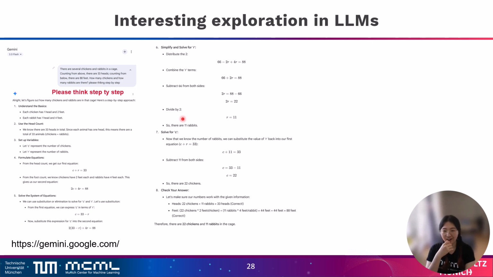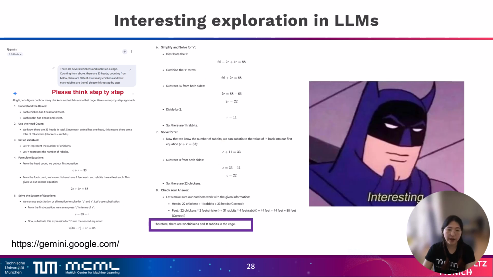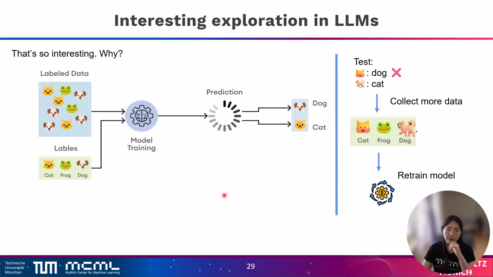But I am really kind. I want to give Gemini another chance. So I create a new chat and do the same thing, just this time I add one requirement: please think step by step. Then Gemini outputs the solving process for this math question, and in the end the answer is 22 chickens and 11 rabbits. This is really interesting because this time the model solved the question correctly. So why is it interesting?